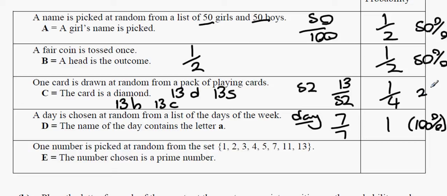Alright. One number is picked at random from a set of 1, 2, 3, 4, 5, 7, 11. Each number chosen is a prime number. Well, believe it or not, 1 is no longer considered a prime number. So 1, 2, 3, 4, 5, 6, 7. So there's a 6 out of 7 chance of that happening. Okay.